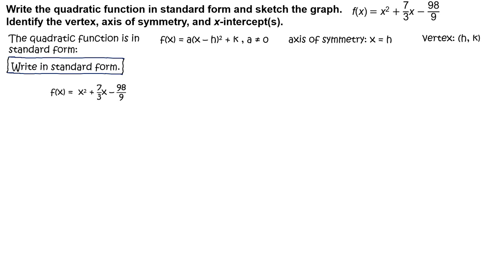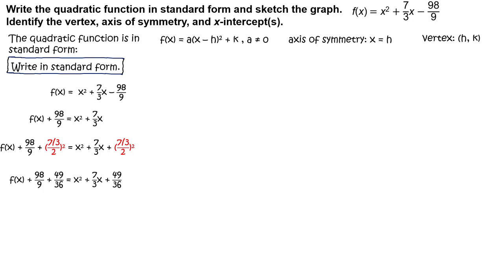Write the original quadratic function, f of x equals x squared plus 7/3 x minus 98/9. Add 98/9 to each side of the equation. F of x plus 98/9 equals x squared plus 7/3 x. Then add 7/3 divided by 2 squared to each side of the equation. Simplify to get f of x plus 98/9 plus 49/36 equals x squared plus 7/3 x plus 49/36.